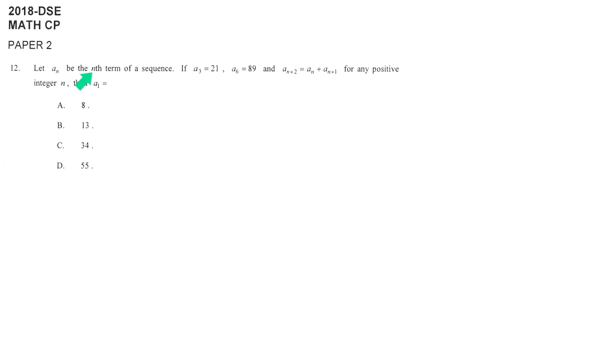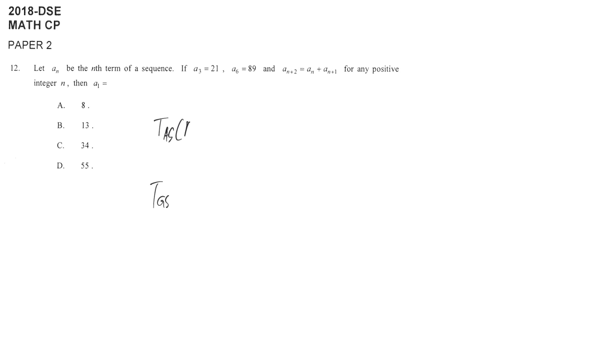When you read this question, they say that a_n is the nth term of a sequence. And then they tell you something like this, and then for any positive integer n, then a1 is something. First, I would like to remind you what you have learned in school: we have learned AP and GP.